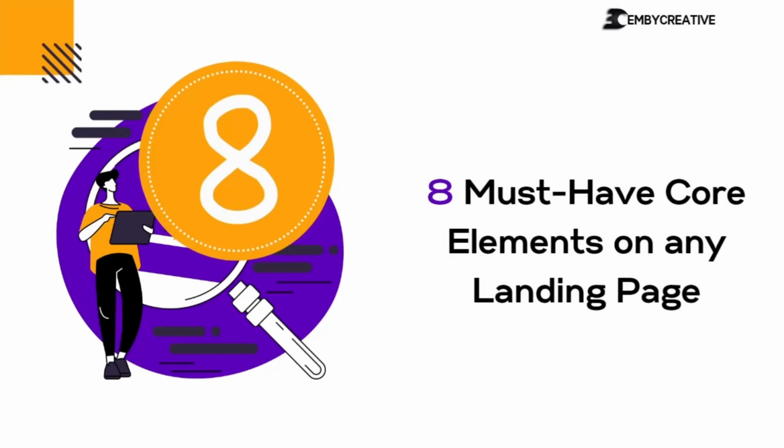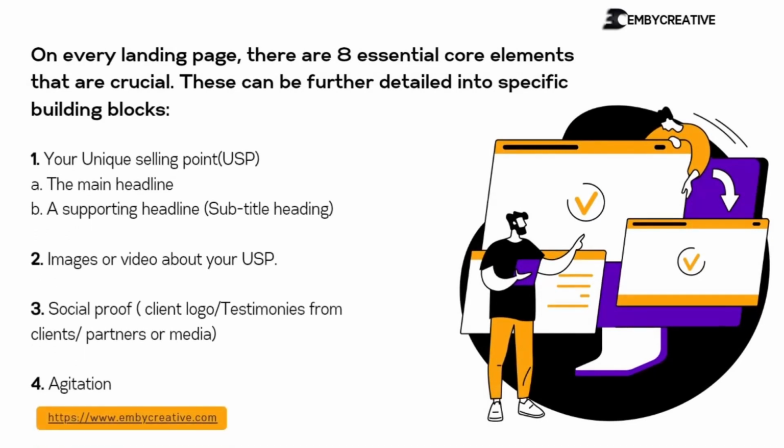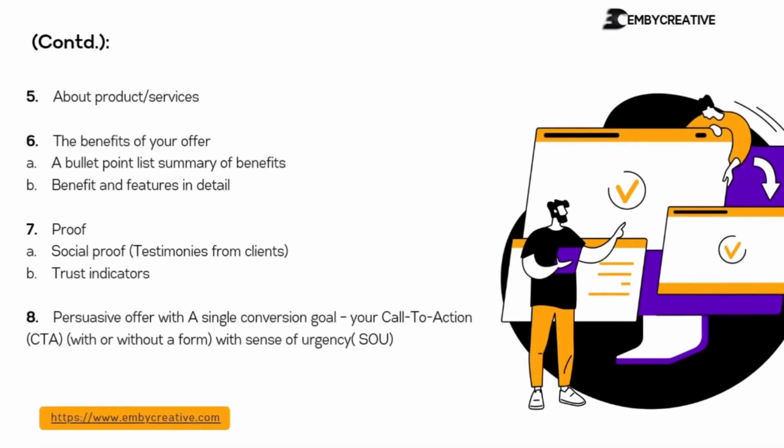Now we're talking about the 8 must-have core elements on any landing page. These elements are so important that they're called the core. Number one is the unique selling point, which I've spoken about already. It has to do with the main headline and then the supporting headline. The next thing is the image or video about the USP. Then the social proof, and the fourth one is agitation, which I'll speak about briefly, so I don't need to rush into it. The next is the about products or services, then the benefit of your offer. Then the proof, which is the social proof or trust indicators. And the next thing is your persuasive CTA and your sense of urgency.